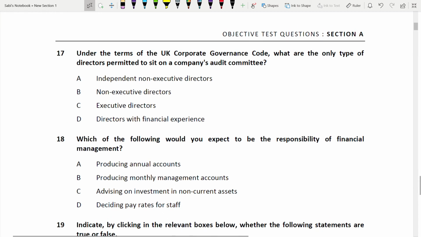So 17, under the terms of the UK Corporate Governance Code, what are the only type of directors permitted to sit on a company's audit committee? We didn't study the audit committee in the financial management section A, but from a previous study, you should be able to know which type of directors are permitted to sit on the audit committee. Independent non-executive director, executive director, or directors with financial experience. It is independent non-executive director.